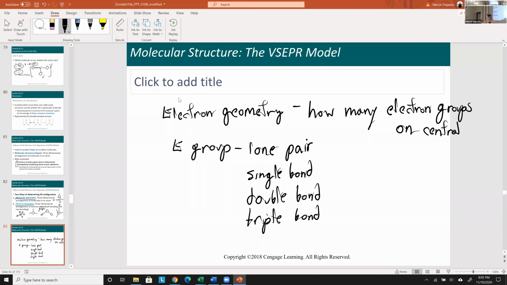A triple bond happens to have 3 pairs of electrons in it, 6 electrons. But since it's going in one direction, being bound between 2 atoms and going into one line, it's considered to be one electron group. So this is what we mean by electron groups. It could either be a lone pair, a single bond, a double bond, or a triple bond.